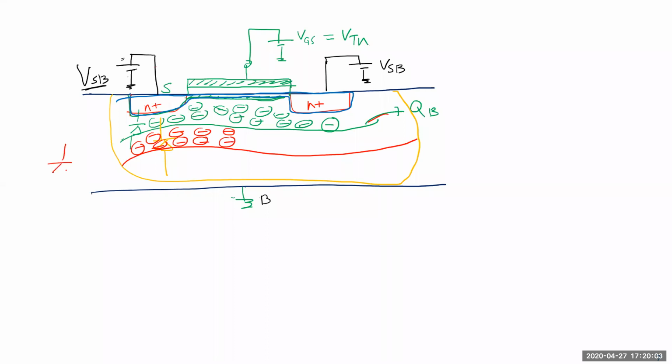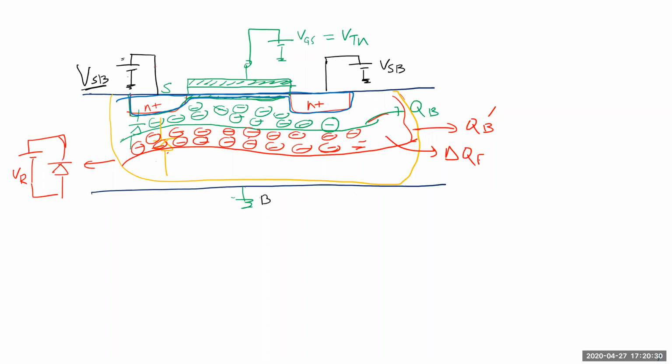So I had this diode here. This is the diode I had. Previously it was 0. Now I have applied a reverse bias VR, right? You remember, once I do that, then this depletion area will increase. Previously I had this charge. Now the total charge is, let's say, some QB dash, or in other words, I got some delta QB now when I applied that VSB voltage, right?